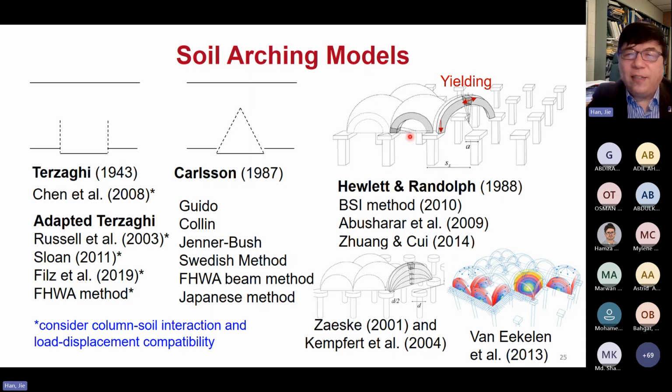Another one basically uses an arch model. Here Randolph was the only one, and the British Standard uses that. The other people modified this. Basically, that's the one arch. In Germany, there are different heights with different arches. More recently, Dr. Van Eekelen in the Netherlands proposed the so-called concentric arch. Basically, that's a little arch in the middle, and then another arch, another arch. This is more appropriate for the geosynthetic reinforced case.